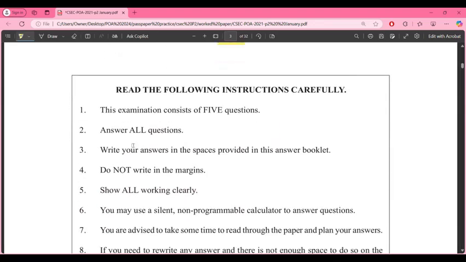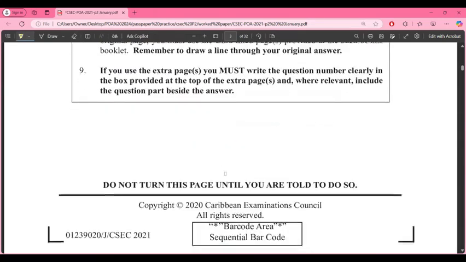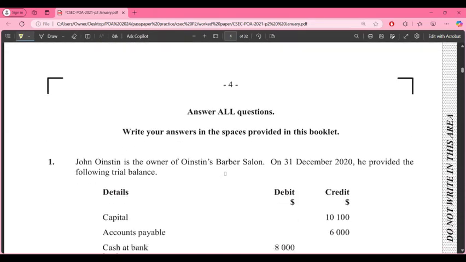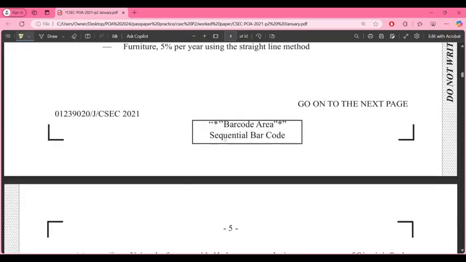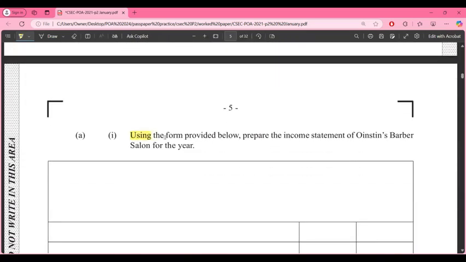So today we will be looking at the January 2021 paper 2 POA. It says answer all questions and it's a 3-hour paper, but we will be doing question 1 and this should take you about 21 minutes.